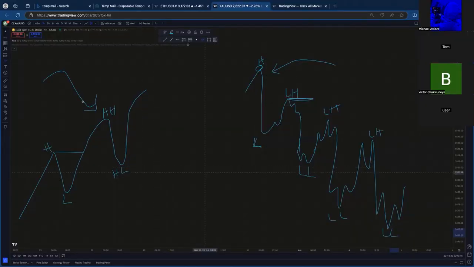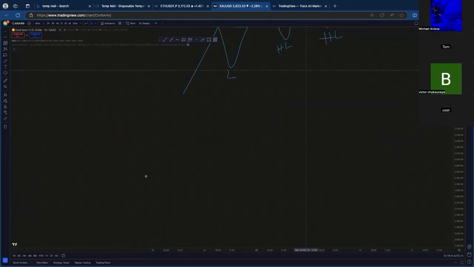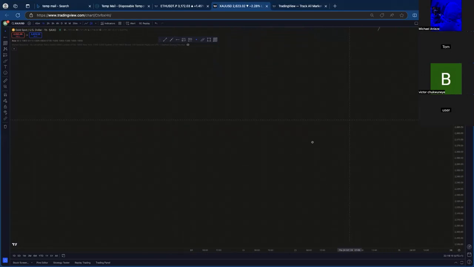So now, this is the bullish scenario: high, low, higher high, higher low, higher high, higher low, so on and so forth. So an uptrend creates a series of higher highs and higher lows. A downtrend creates a series of lower highs and lower lows. So this is it for uptrend and downtrend.